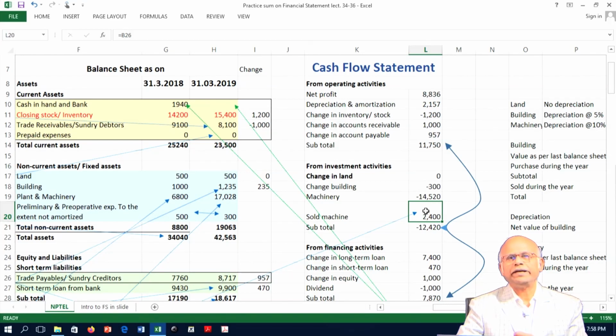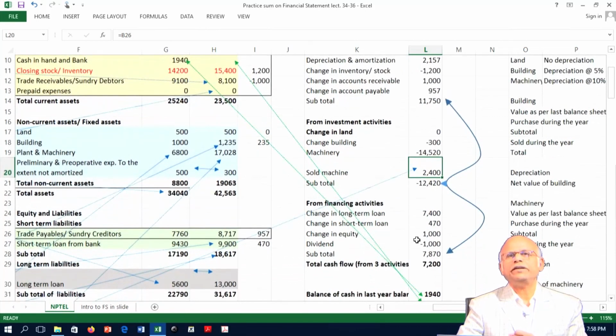Now, we make an aggregate of the cash flow from investment activities. So, minus 300, minus 14,000, plus 2,400 makes minus 12,420.